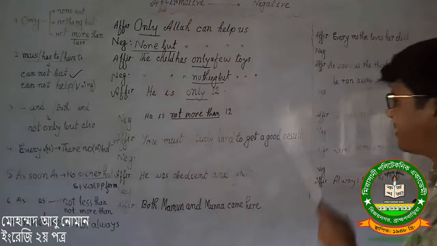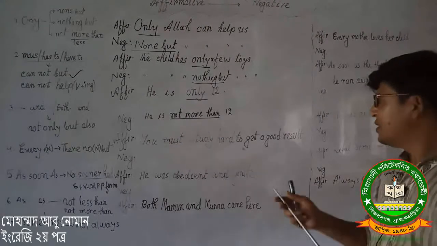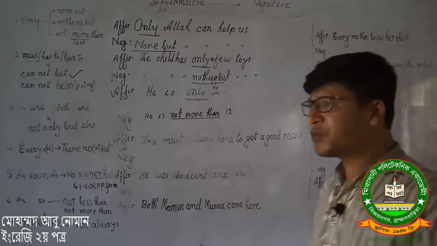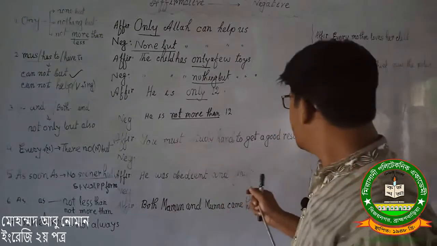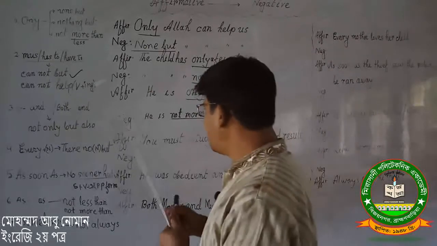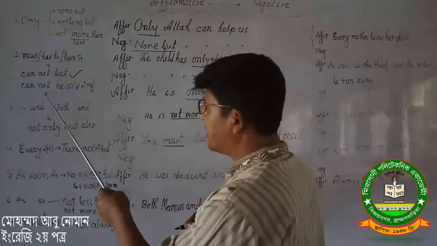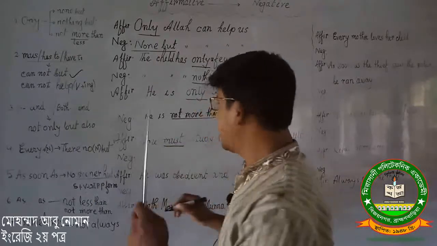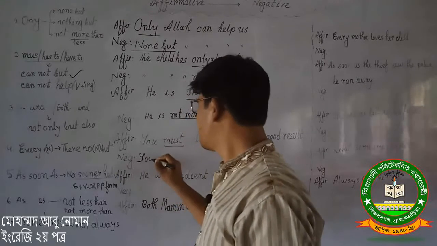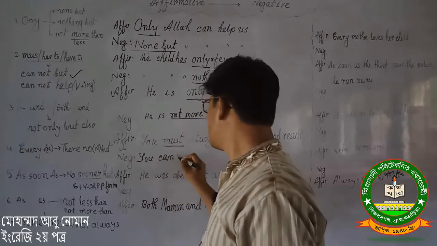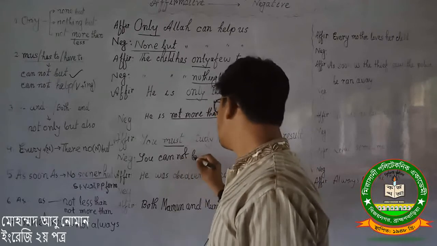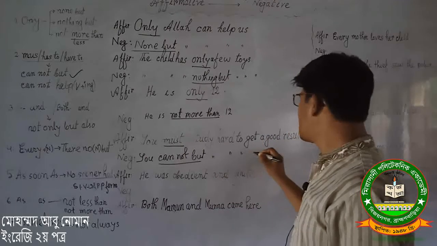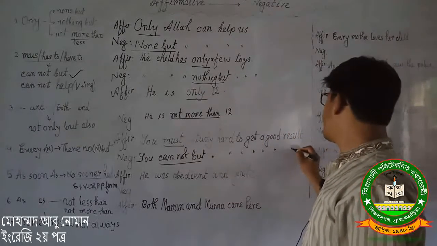You must study hard. You must study hard to get a good result. If you want to get a good result, you have to study hard. Here I have found the word must. So, I will turn this word into cannot but. You cannot but study hard to get a good result.